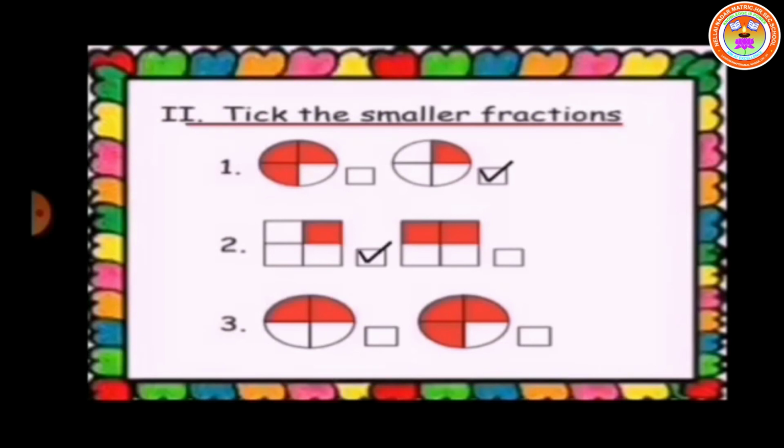Third question. Here two pictures are given. See the first one. Shaded portion is 2. So the fraction is 2 by 4. Second picture. 3 portions are shaded. So the fraction is 3 by 4. Here in the numerator we have 2 and 3. Which one is smaller? 2 is smaller. So the fraction 2 by 4 is the correct answer. So tick 2 by 4.